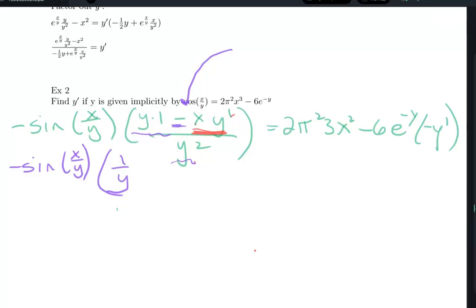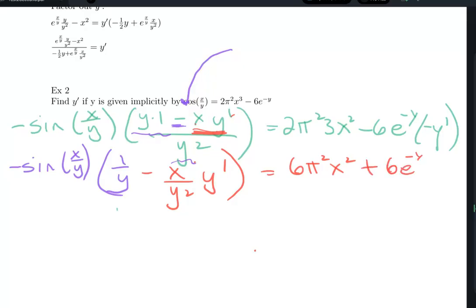Negative xy prime over y squared, nothing cancels. So I get a negative x over y squared times y prime. And then over here, I'm just going to simplify this. So I get 6 pi squared x squared, and I get plus 6e to the negative y prime. Okay, so let's scope out where the y prime guys are, here and here.